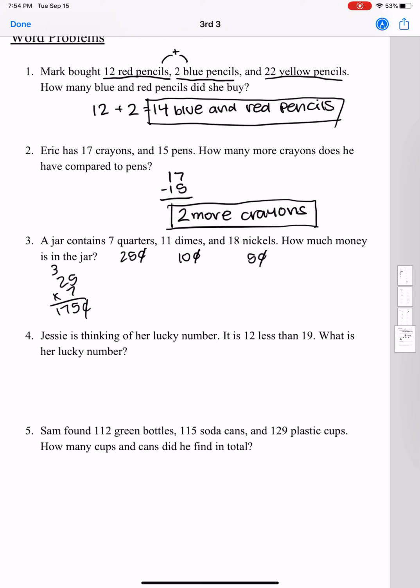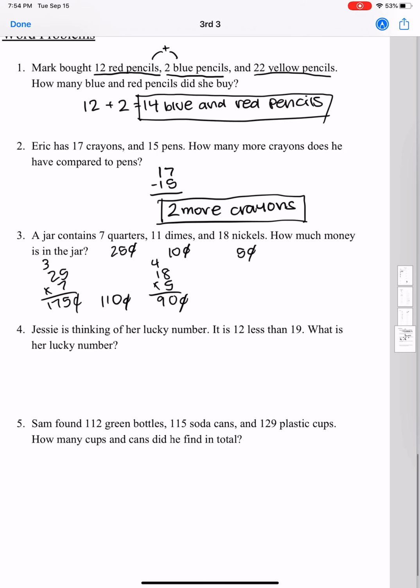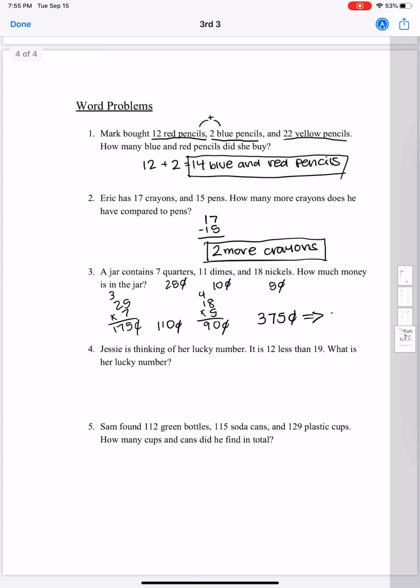And there are 11 dimes, each are 10, and if you multiply those two, you get 110. And for nickels, 18 times 5, so 5 times 8 is 40. 5 times 1 is 5, plus 4 is 9, so 90 cents. So if you add those cents together, 110 plus 90 is 200, plus 175 is 375. 375 cents, which also equals $3.75.